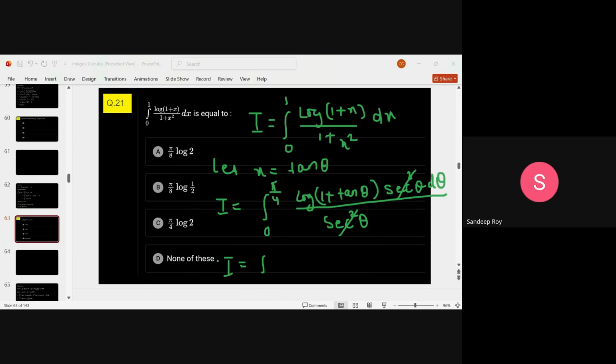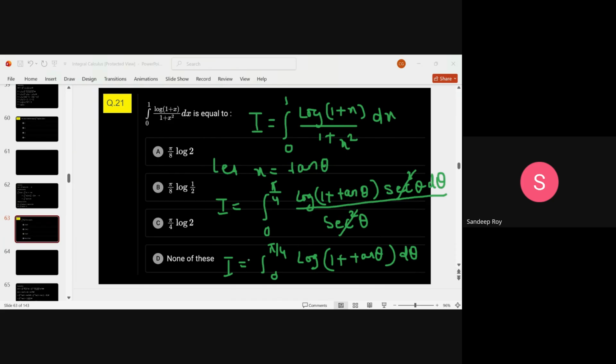I is equal to integral from 0 to pi by 4 of log of 1 plus tan theta d theta, correct? So this is our final integrand, right? Now over here you can do one thing. You can modify this, tan theta, you can write as tan of pi by 4 minus theta, right? So you can apply the property over here.